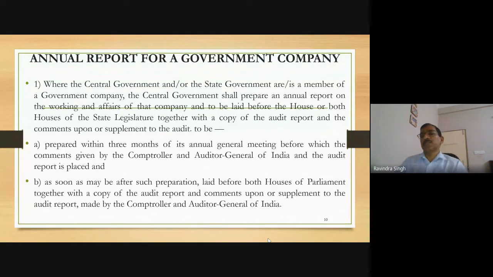जहाँ यहाँ पर 3 month वाली बात आई, it is a matter of multiple choice question, and this binding is not there in the public private sectors, because they are given a date for auditing by 31st October of every year and to be submitted by 30th November of the year, subject to it not being extended, like in corona it was extended year together, month together, so as a fixed periodicity, that is fixed, which comments given by the Comptroller and Auditor General of India and the audit report is placed, and as soon as may be after such preparation, laid before both houses of parliament together with a copy of the audit report and comments.